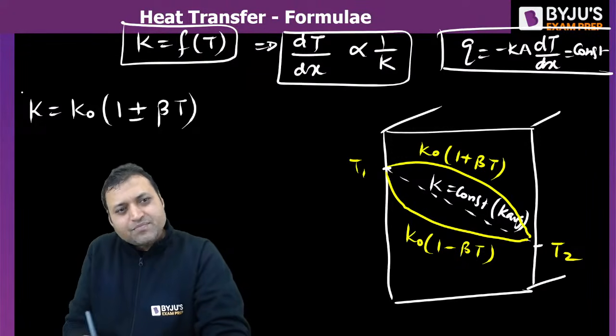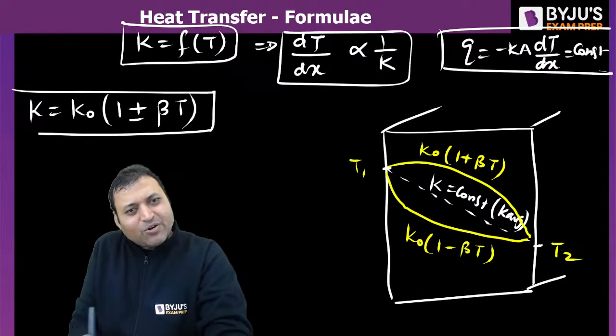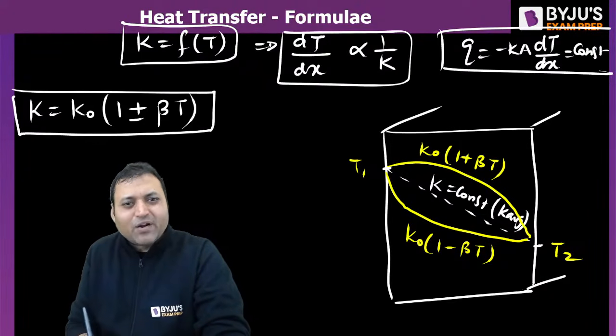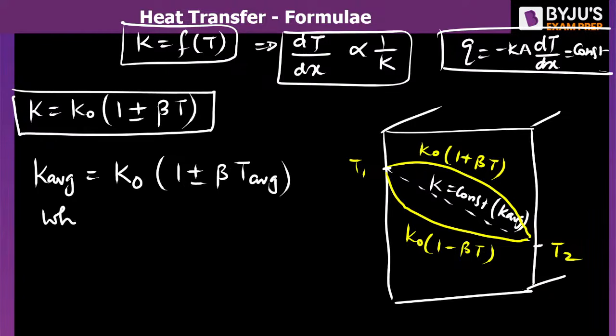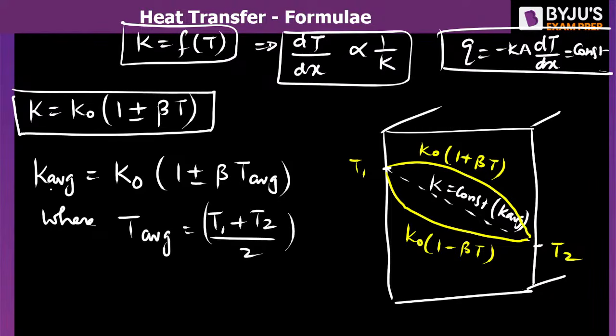This is how it looks. And if K is equal to K naught 1 plus beta T and you want to find the average thermal conductivity, then K average is equal to K naught into 1 plus or minus beta into T average, where T average is equal to T1 plus T2 by 2. That is how we can write the average value of thermal conductivity.